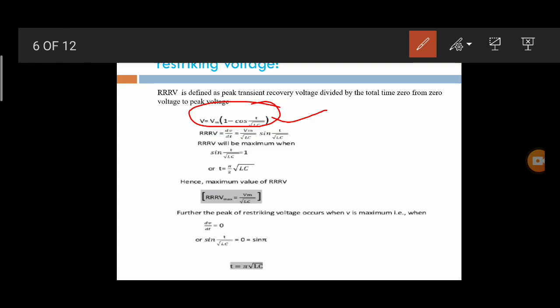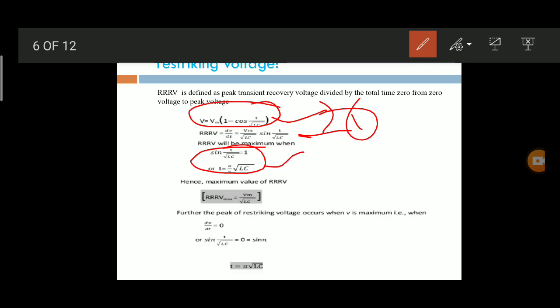Differentiating this equation with respect to t, dV by dt equal to Vm by root LC sin of t by root LC. Differentiating equation number 1, we obtain this equation. Then the rate of rise of restriking voltage will be maximum when the sine of t by root LC equals 1, or t equal to pi by 2 root LC.